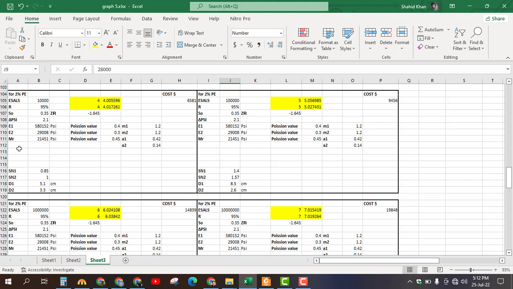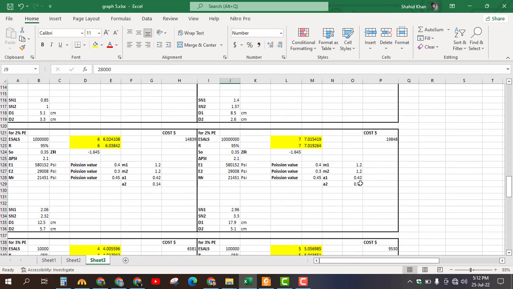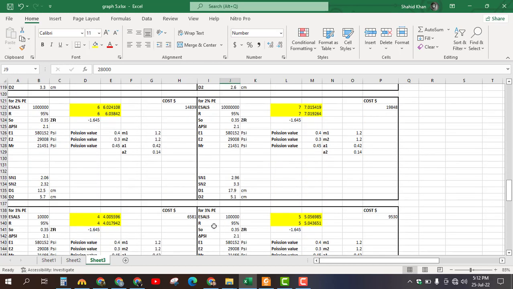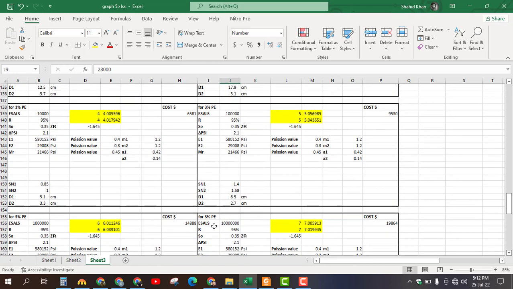So for 2% and using different ESALs like 10 power 4, 10 power 5, 10 power 6, 10 power 7, we calculate the thicknesses, and based on these thicknesses we again calculate these costs. For these thicknesses this cost, for these thicknesses this cost. So these values of cost, this and the other above two values, this one and this one, are for 1% with changing of ESALs from 10 power 4 to 10 power 7.